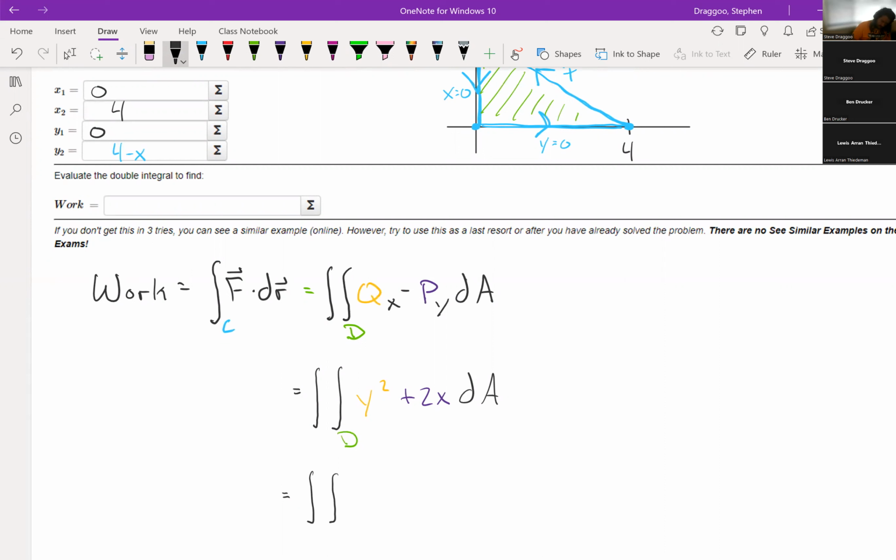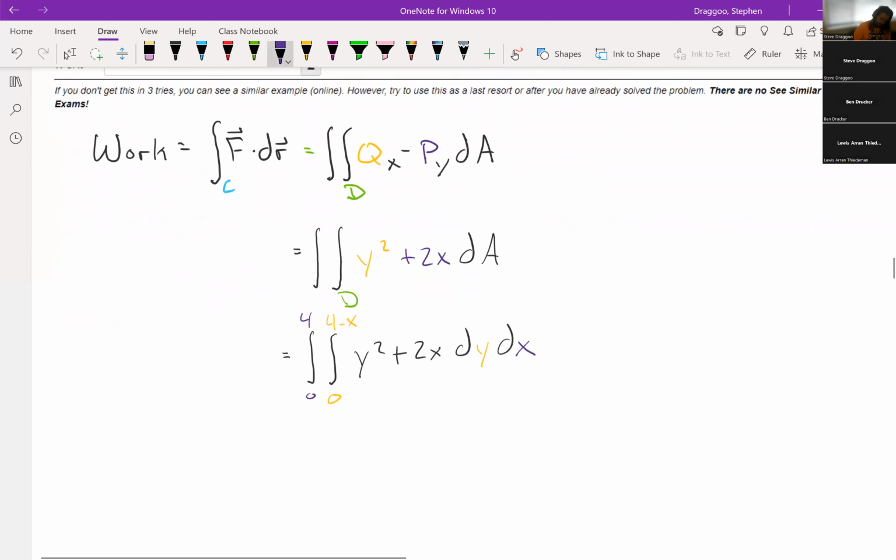So that means then I'll change my double integral to an iterated integral of y squared plus 2x, dy is going to be first. Y goes from 0 to 4 minus x. And then dx is second. X goes from 0 to 4. So all I got to do now is evaluate this thing.